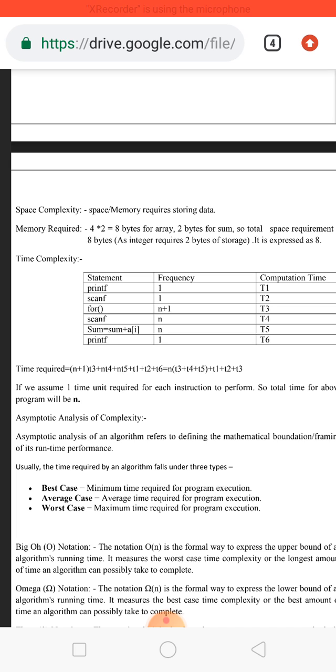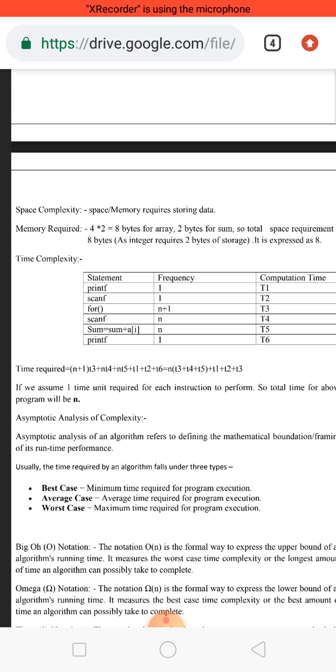What are the three notations to express complexity or time complexity also? One is big O notation, which is expressed as O. Then theta notation, we get the symbol for theta. And the other is omega notation. And there are three cases for any algorithm.